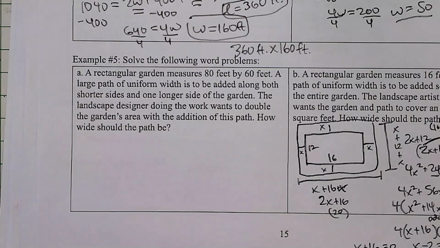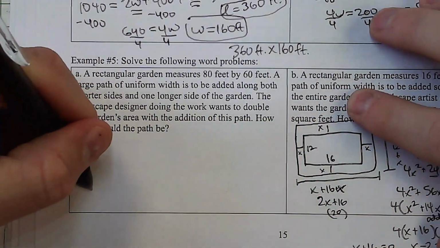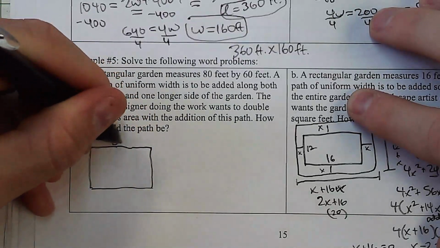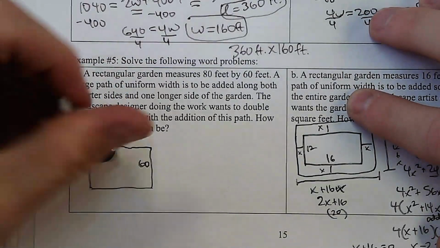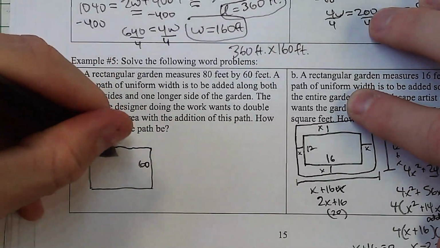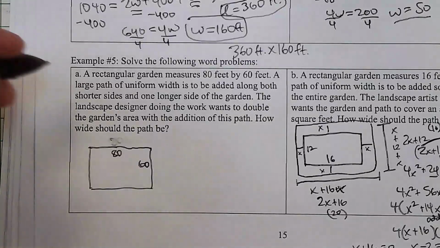80 by 60 feet. A large path of uniform width is to be added along the shorter sides. So let me draw this out. 80 by 60. I'm going to put these on the inside because I'm going to be extending this. So 80 by 60. A large path is going to be added along the shorter sides.